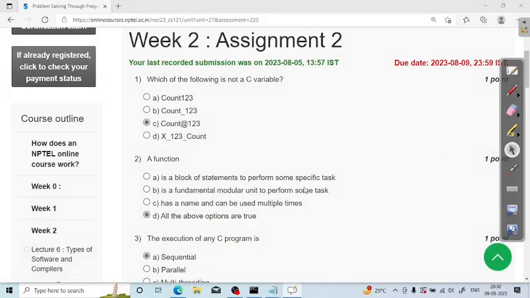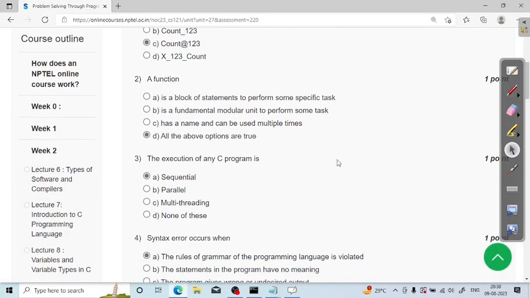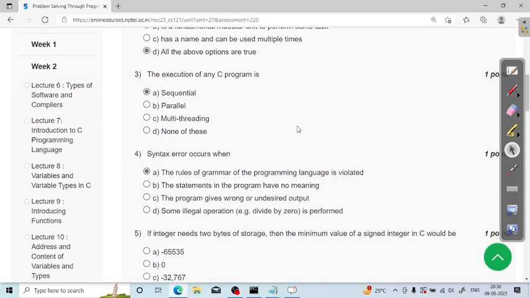Okay, now let's go to the third question. The third question says the execution of any C program is, and the answer is sequential. It is neither parallel nor multi-threading. So the answer will be option A. Now let's look at the fourth question.